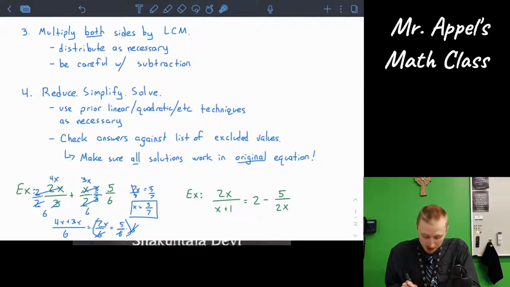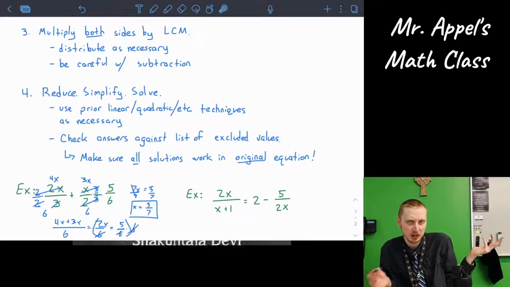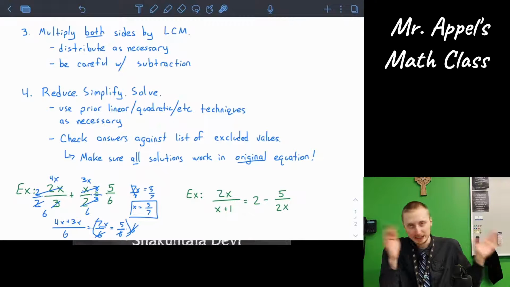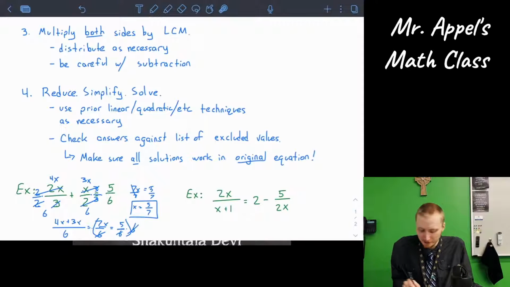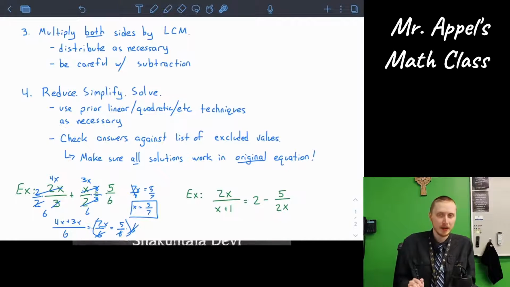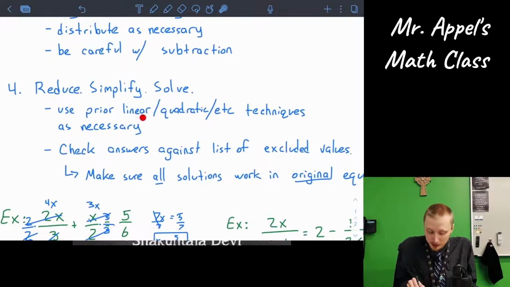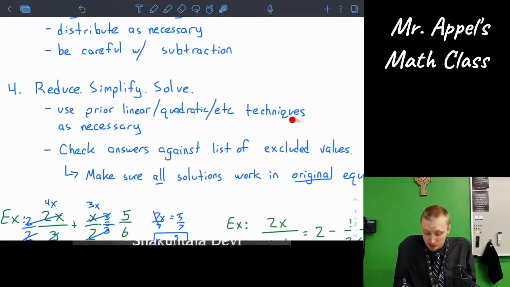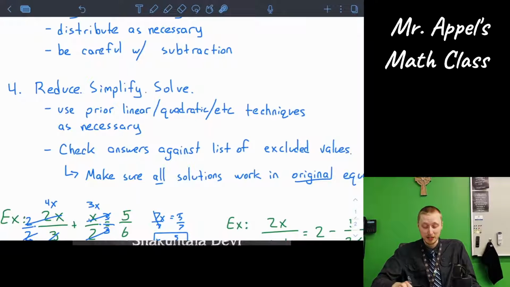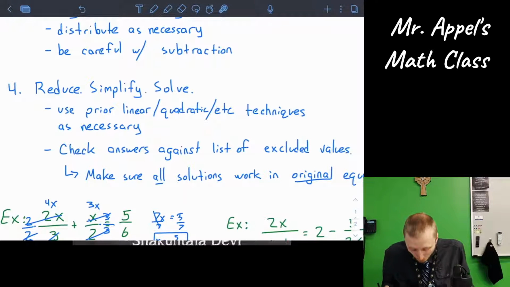And then finally, reduce, simplify, solve. After you've done that, you're back to something that just looks like a regular equation. Combine like terms, simplify, all that stuff. The regular Algebra 1 level solving ensues from there. You could be looking at a linear equation. You could have a quadratic or some other higher polynomial. It's possible, so use those techniques as they apply. Once you get rid of the rational, if whatever's left is quadratic, solve it as you would any other quadratic.